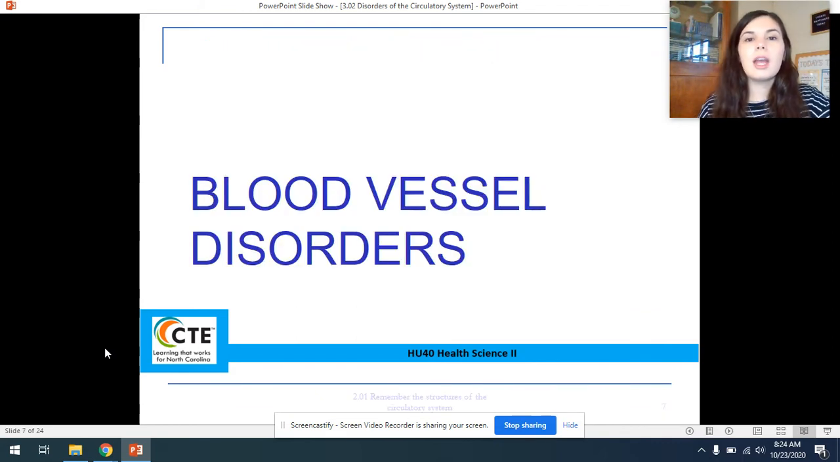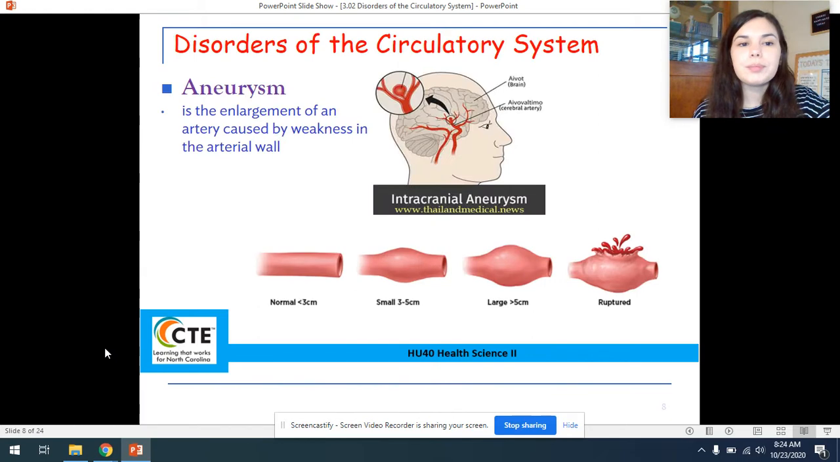So now we're going to be looking at blood vessel disorders. The first blood vessel disorder we're going to be looking at is an aneurysm. An aneurysm is an enlargement of an artery caused by weakness in the arterial wall. It kind of starts to form like a balloon shape.